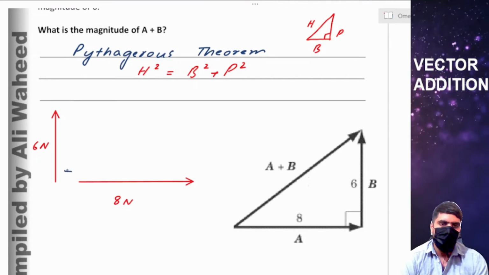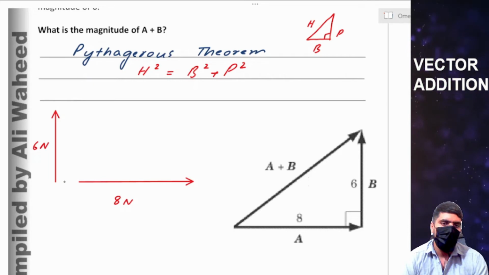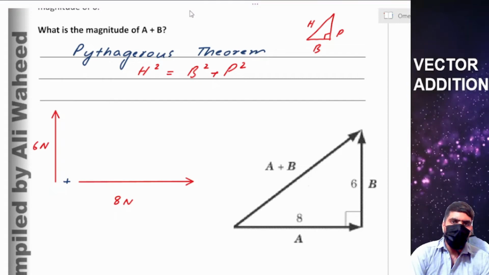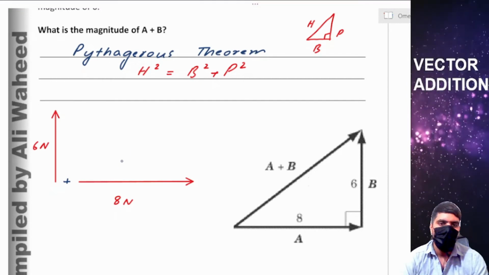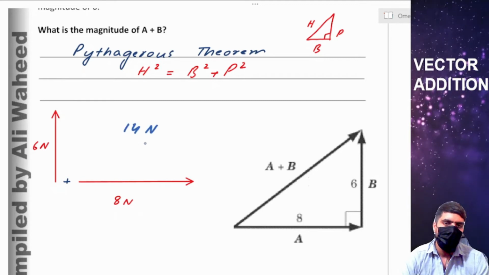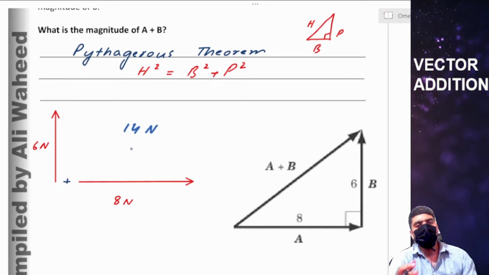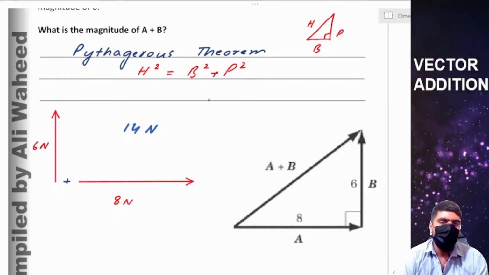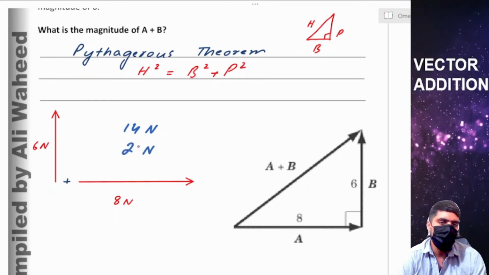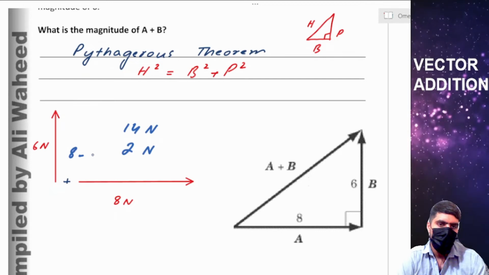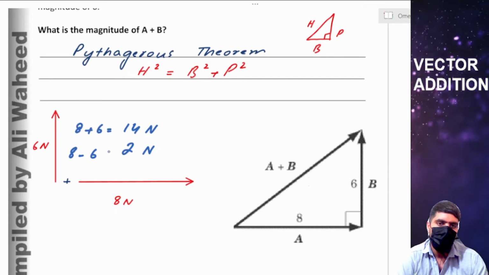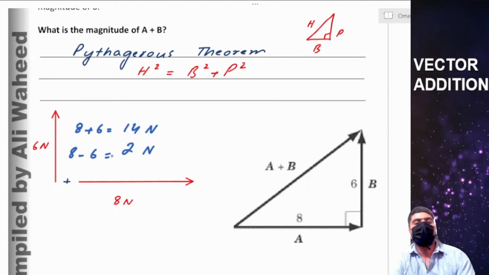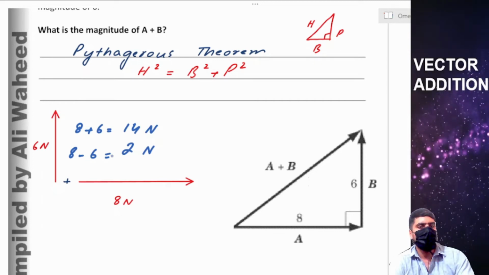I can draw an addition sign over here because we need to add the vector 6 Newton with the vector 8 Newton. Now the thing is, the final answer cannot be 14 Newton. It would have been 14 Newton had the vectors been in the same direction, but they are not. The final answer cannot be 2 Newton because you cannot simply subtract these two. It would have been 2 Newton had the vectors been in the opposite direction. So not in the same direction, not in the opposite direction.